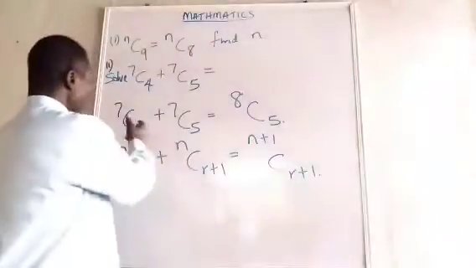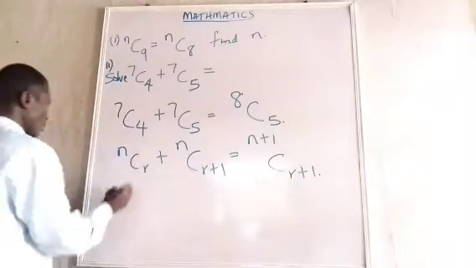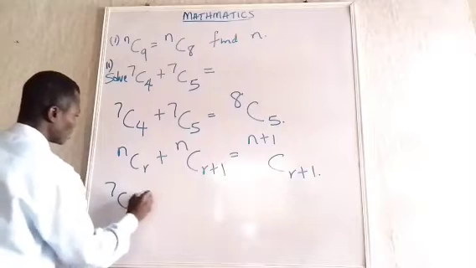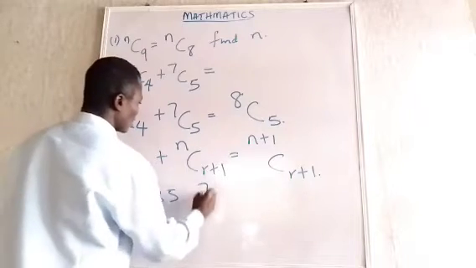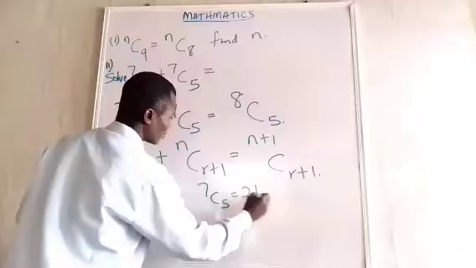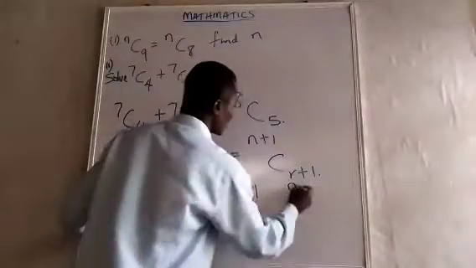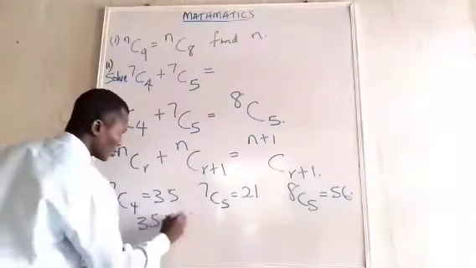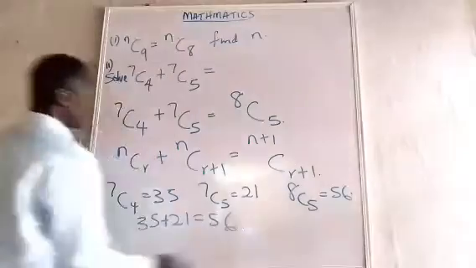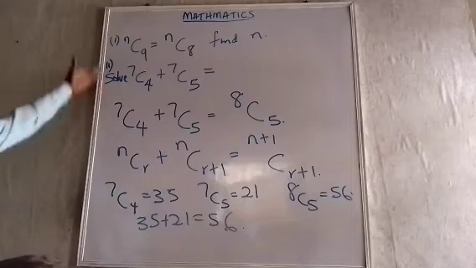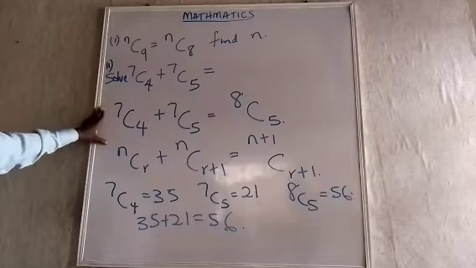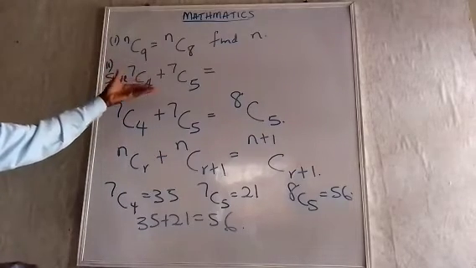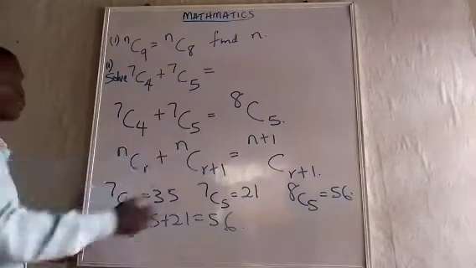You understand? So if you try it, 7C4 is 35, 7C5 is 21, and 8C5 is 56. So 35 plus 21 equals 56. So you can see, in a very simple way, we have used the properties we learned to solve our problem without going the long way.